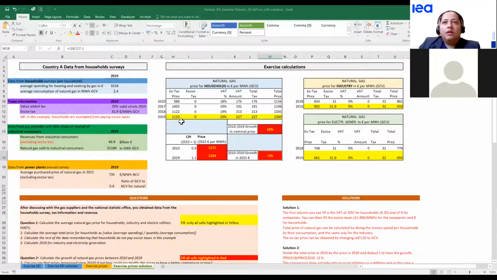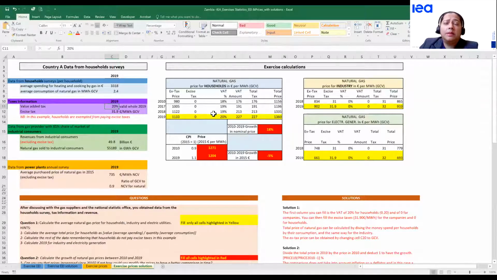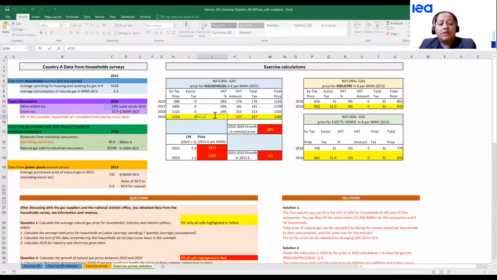So here you have the information, and for example, let's start with taxes. You know that here there's a 20% VAT that is applied. And as we said, VAT is applied only to household. So here you put 20%. And we know that industries don't pay VAT. And same for electricity power plants. They don't pay VAT. So here it's 0%.